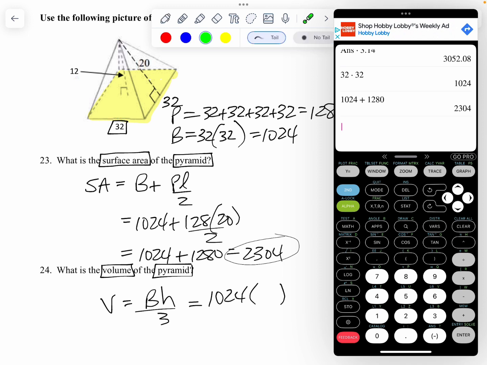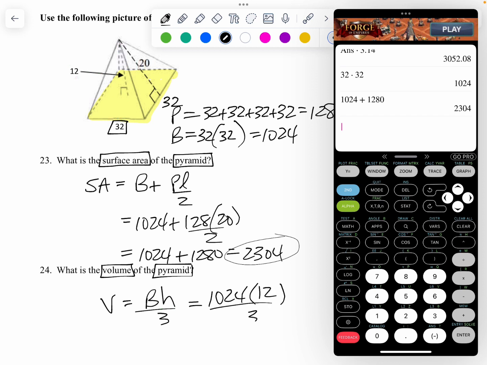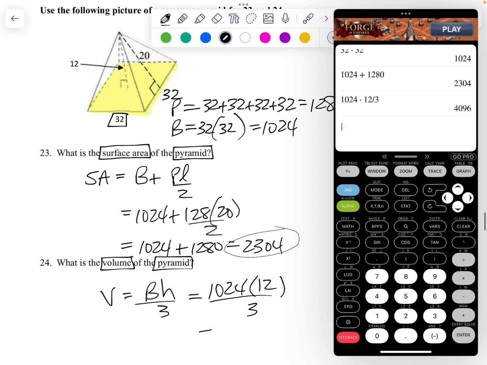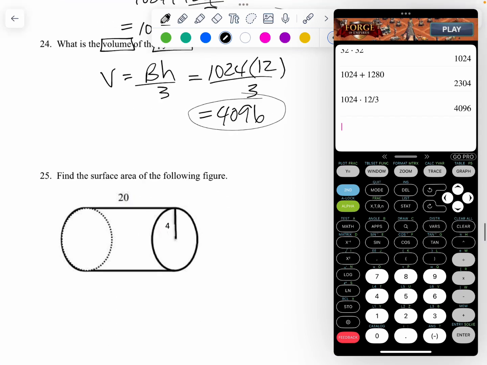But what am I supposed to use for the height? The height is not the L. Be careful about that, because the height is the actual straight up and down height of the pyramid, which you can see this arrow right here is pointing to, which is 12. And don't forget to divide by 3. How do I type it in my calculator? 1024 times 12, divide 3, enter. 4096. Boom. Okay, great.